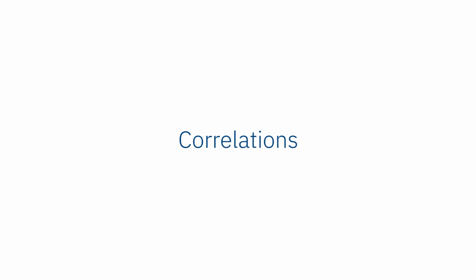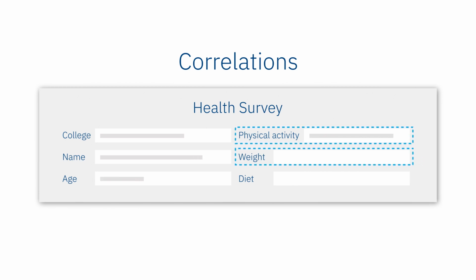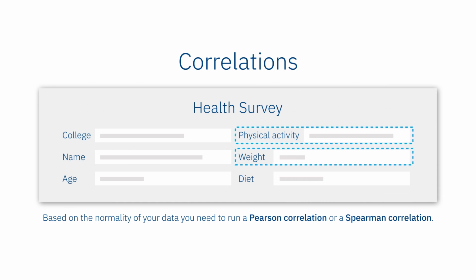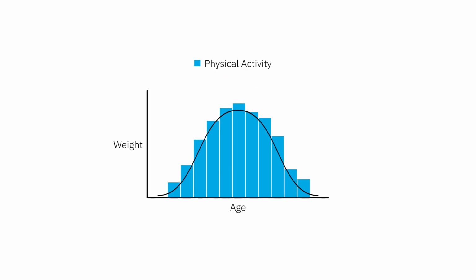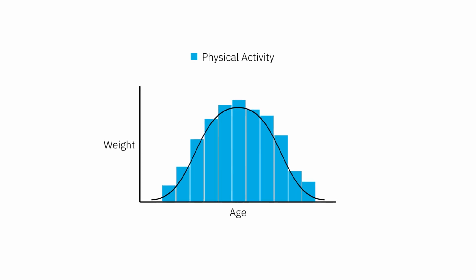Correlations. Let's imagine you have completed a health survey with college students and you want to examine the strength of a relationship between some of their answers. Based on the normality of your data, you will need to run a Pearson correlation or a Spearman correlation. These tests will identify if two variables you are interested in, such as physical activity and weight, have a positive or negative interaction.